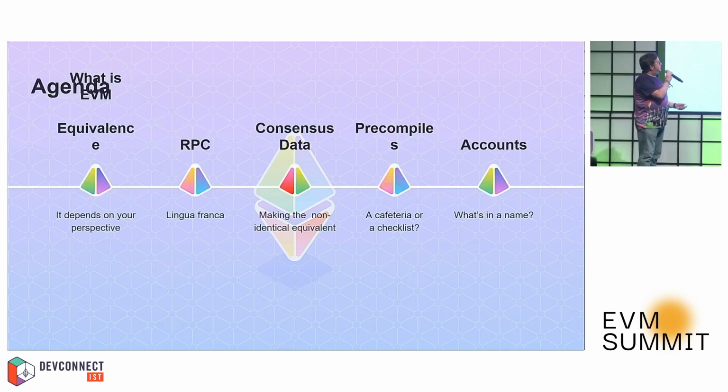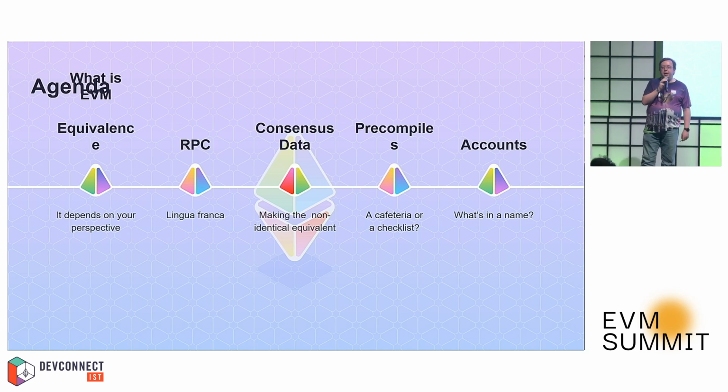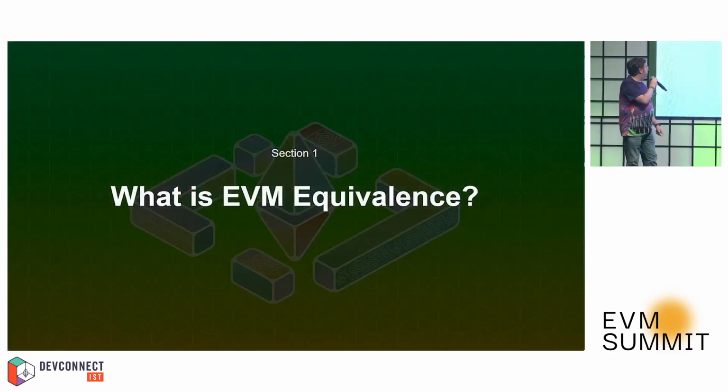So, quick agenda. This looked a lot better on Google Slides. I'm going to talk about what is EVM Equivalence. Then I'm going to talk about RPCs, consensus data, pre-compiles, and then accounts. I could spend an hour talking about all the various issues, but these are just the top 4 issues that I'm going to talk about.